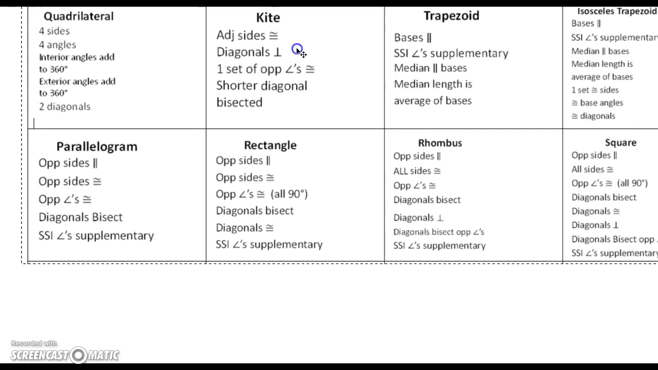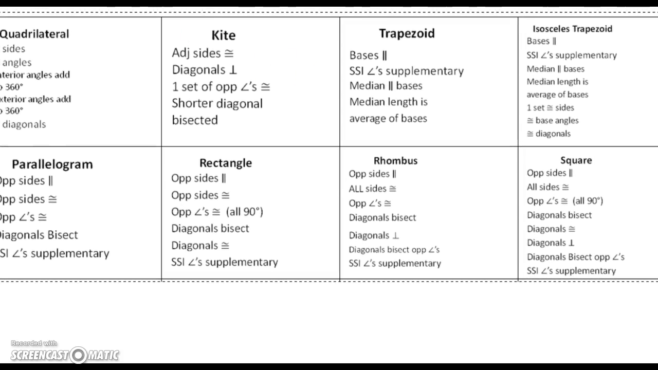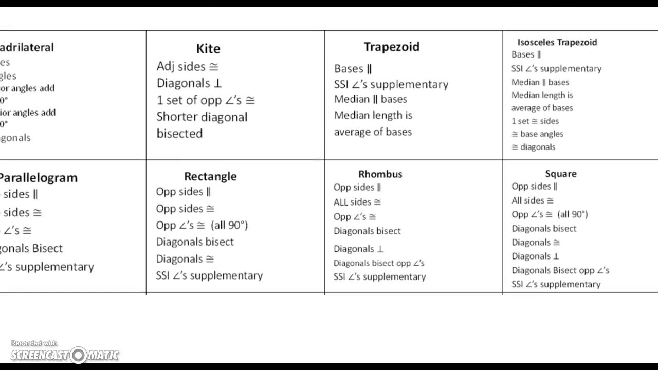Hang on. Of course I can't. All right, so if I drew a kite really quick, when I say adjacent sides are congruent, I mean this side and this side are congruent, and this side and this side are congruent. The diagonals are, what does this symbol mean? It means perpendicular. So if I draw in the diagonals, they're going to make a 90-degree angle because that's what perpendicular means.